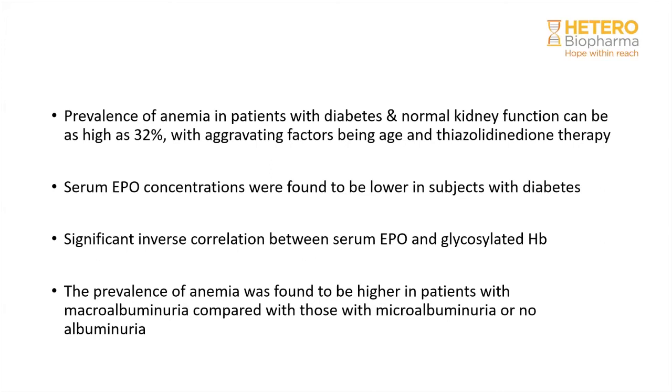The prevalence of anemia was found to be higher in patients with macroalbuminuria compared to those with microalbuminuria or no albuminuria. Definitely, diabetics are more anemic, and more profoundly anemic, compared to non-diabetic chronic kidney disease.